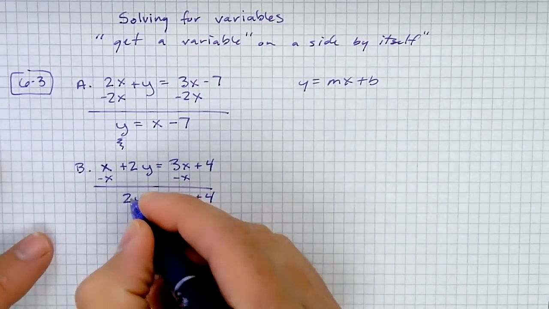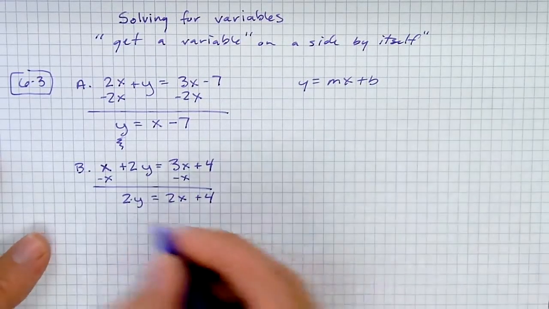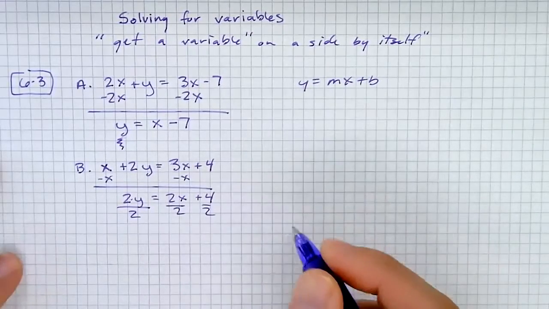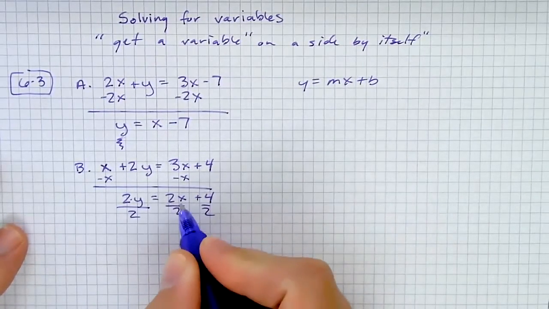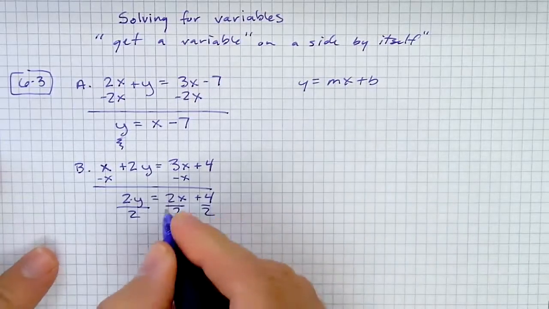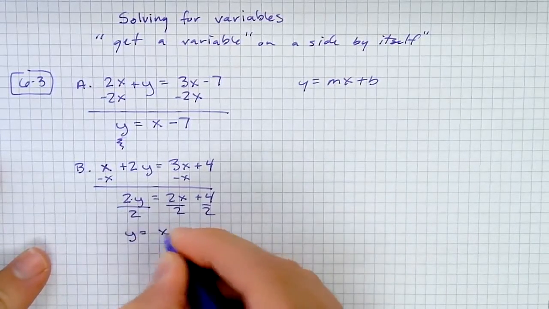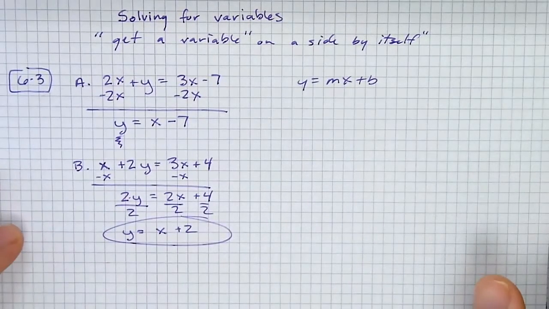Remember, it's really 2 times y. So if we want to get rid of the 2, we have to divide everything by 2. And I'll see a lot of mistakes where people will only divide the x by 2 and forget about the 4. Just make sure that you divide everything by 2. So now our y is on the side by itself.